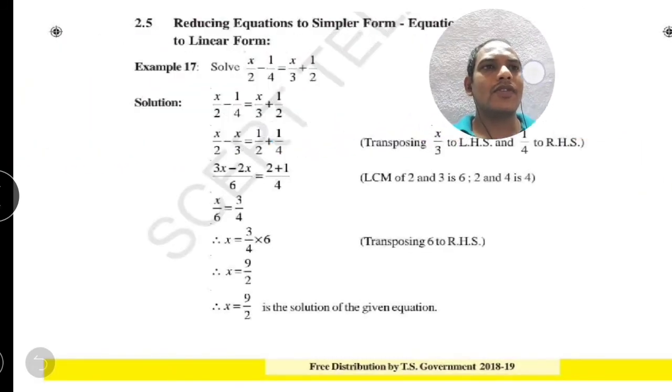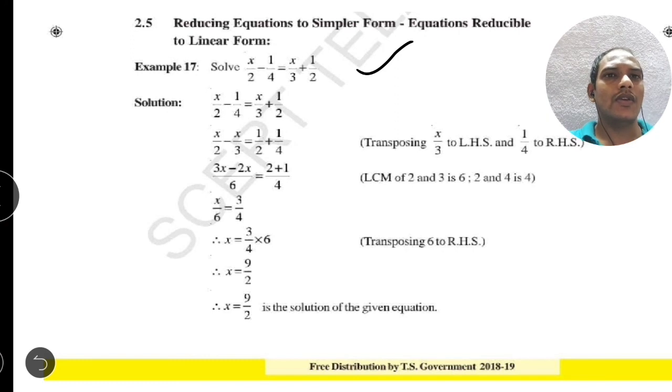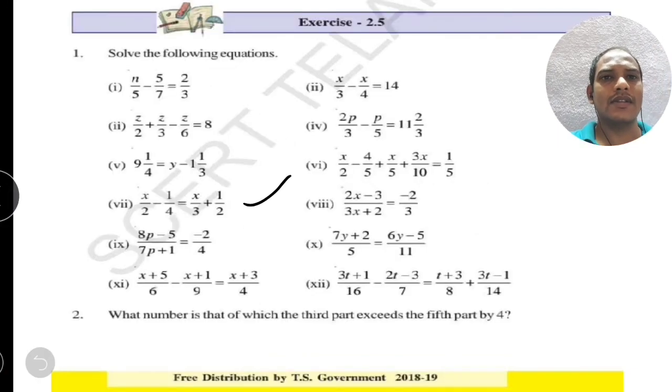Yeah, children, coming to example 17, solve x by 2 minus 1 by 4 equals to x by 3 plus 1 by 2. Do you think this question was repeated? Yes, it is already completed in the exercise, that is 7th problem. See, x by 2 minus 1 by 4 equals to x by 3 plus 1 by 2. So the question was repeated.